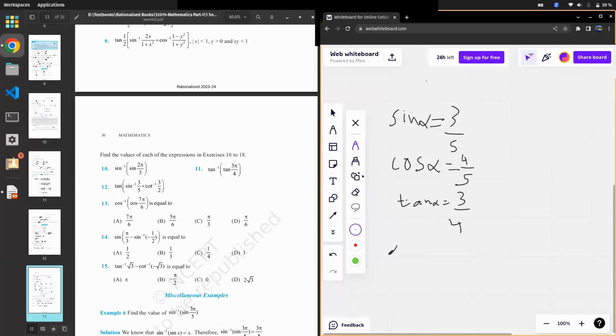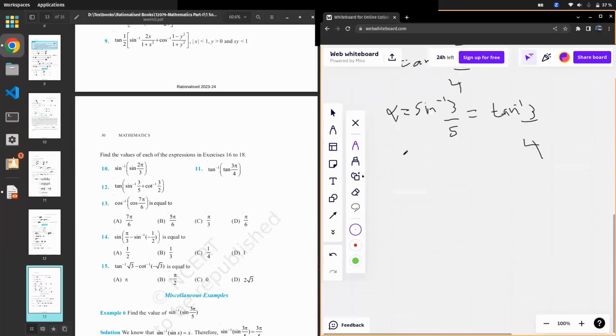We can say alpha is equal to sine inverse of 3 by 5, which is equal to tan inverse of 3 by 4. Also, we know that tan inverse of x is equal to cot inverse of 1 by x. So we'll get this as tan of tan inverse of 3 by 4 plus tan inverse of 2 by 3.